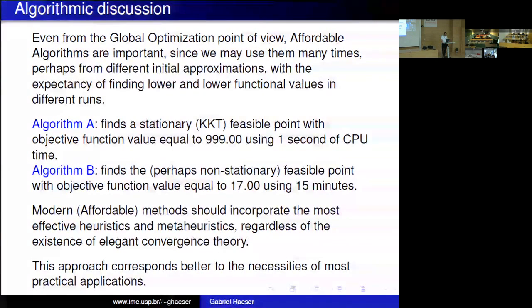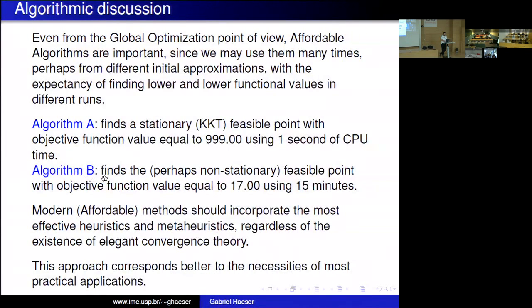Okay, so let's compare two algorithms. Algorithm A is a local method. It finds a stationary point, KKT, very good, the theory works fine, it's feasible, but the objective function value is terrible. It's 999, but you can do this in 1 second. So you can give this back to the engineer. Okay, this is your solution.